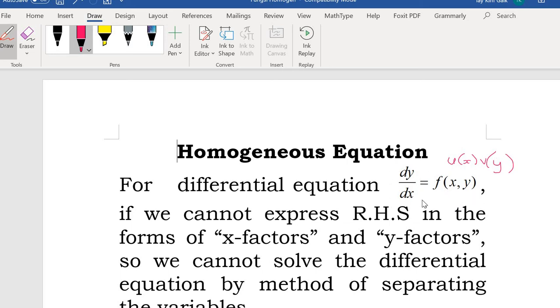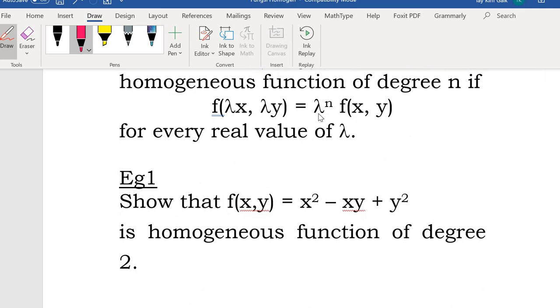If you have a form like this, dy/dx equal to function f(x,y), first step, check whether this f(x,y) can be rewritten as a product of u(x) and v(y). If yes, then you use separable equation techniques. Otherwise, you will try to check whether this is a homogeneous equation or not. If it is a homogeneous equation, it means when you replace your x by lambda x, y by lambda y, you should be able to prove it is equal to lambda power 0 f(x,y).